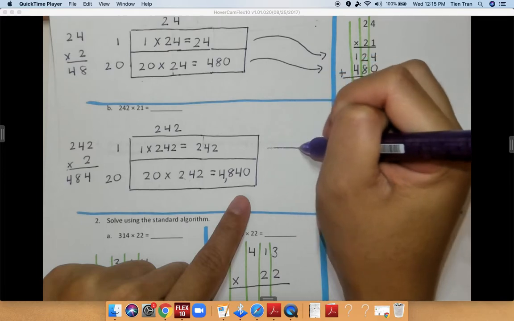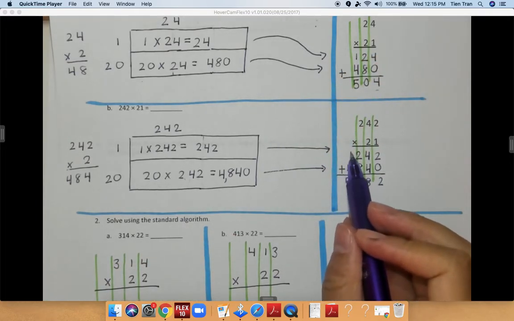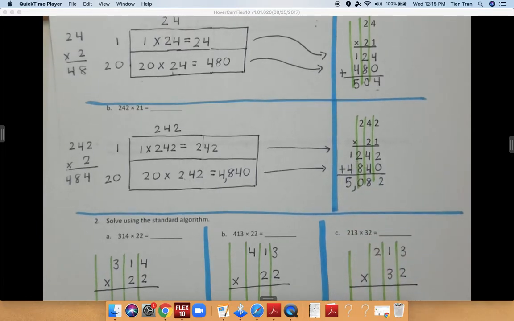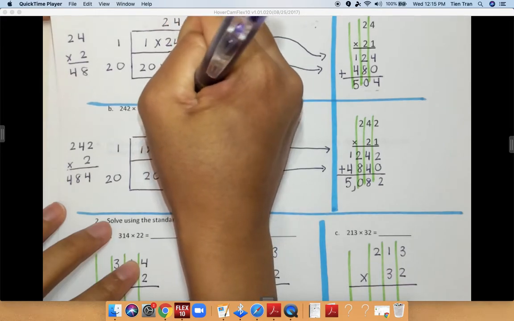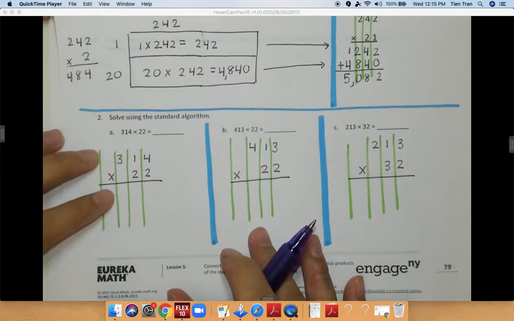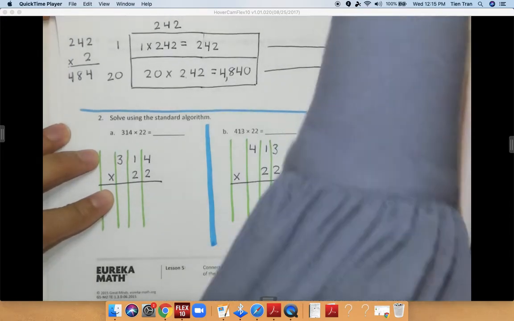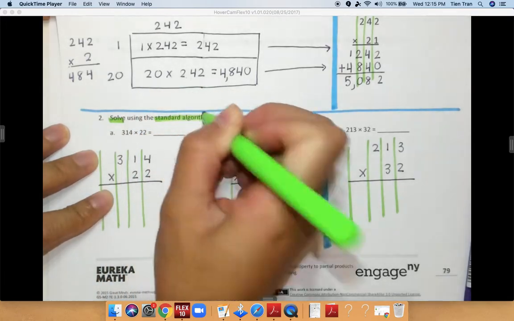So notice that 242 is right here and 4,840 is right there. I regrouped, so that's where the 1 came from there. So my final answer, 5,082. Okay, now I'm going to move on to the next problem. For problem number 2, they asked me to solve. So I'm going to make sure I solve using the standard algorithm.